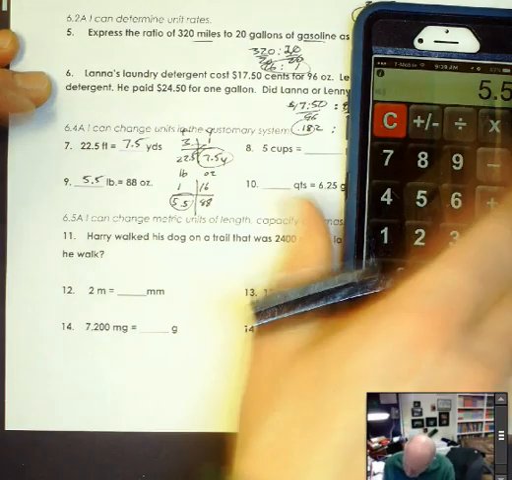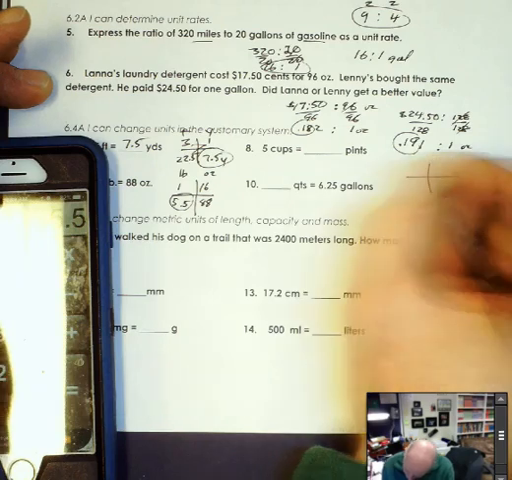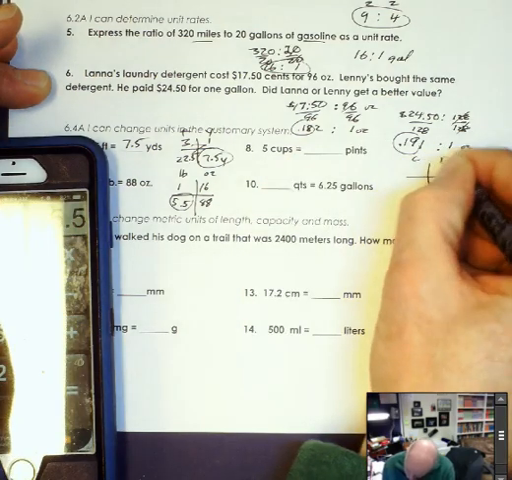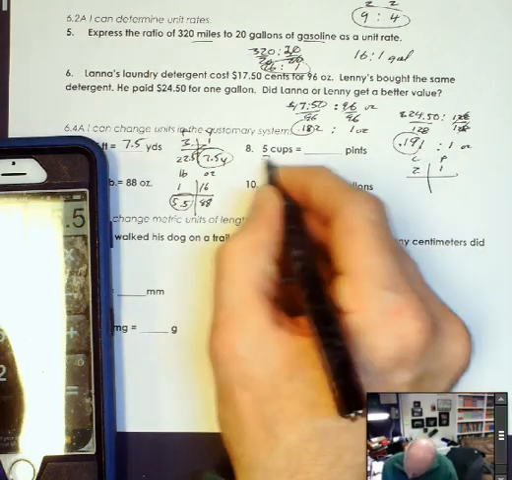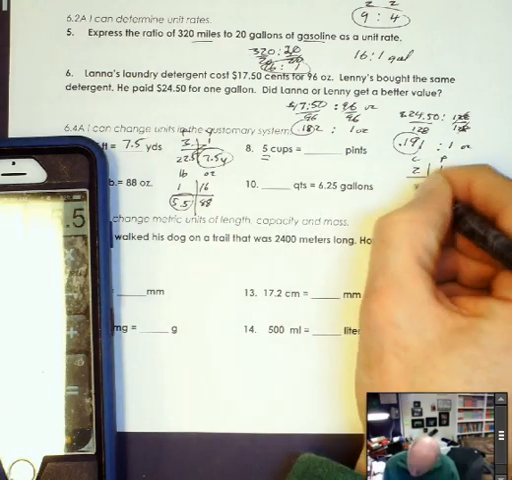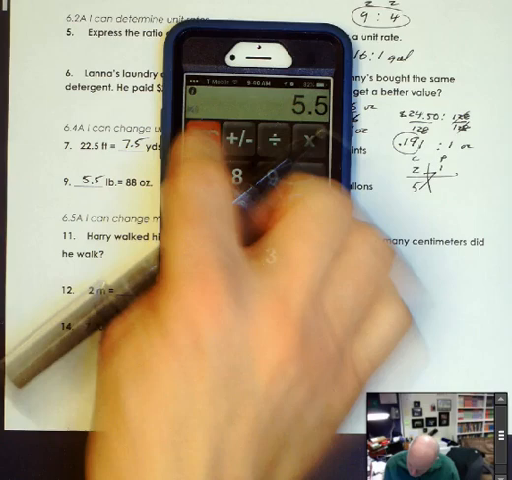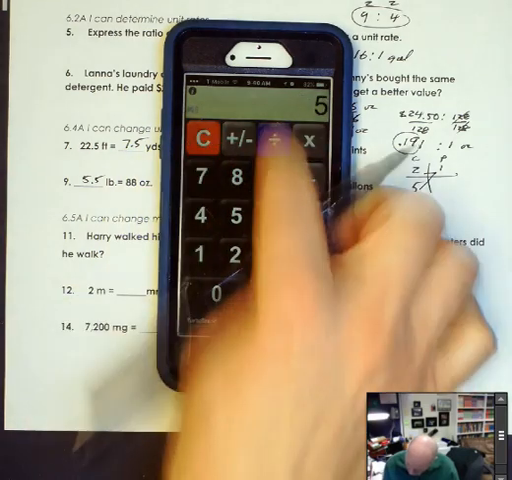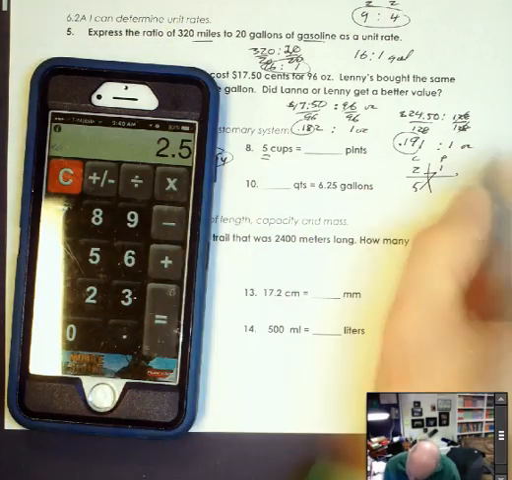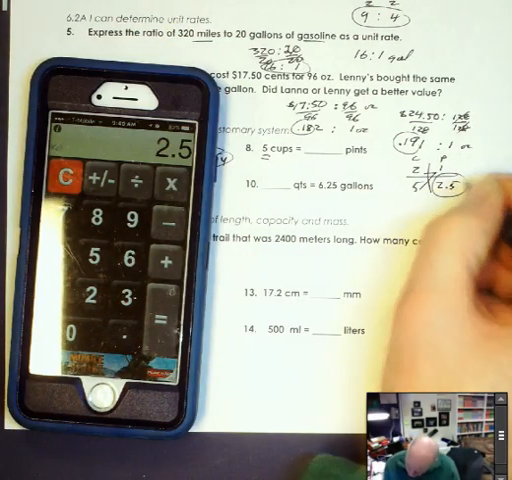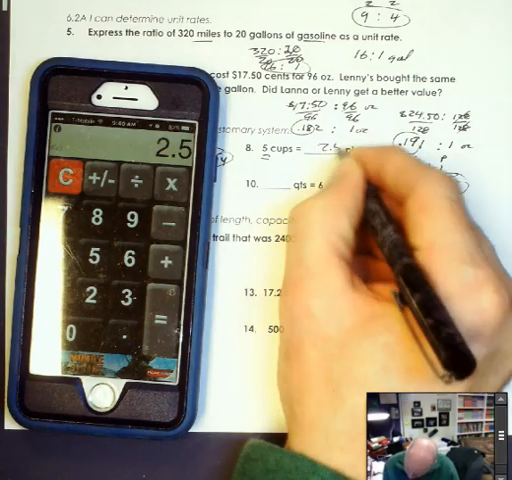Okay, let's do another one here. Run out of room. We'll make it small. We've got cups and pints. We know that in 1 pint there's 2 cups. So what have we got here? We have 5 cups. So I have to take 5 times 1 and then divide that by 2. So I know 5 times 1 is 5, divided by 2 equals 2.5. So 2 cups is 1 pint, 5 cups is 2.5 pints.